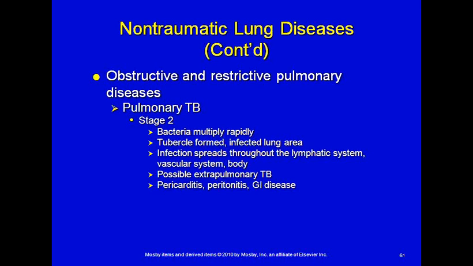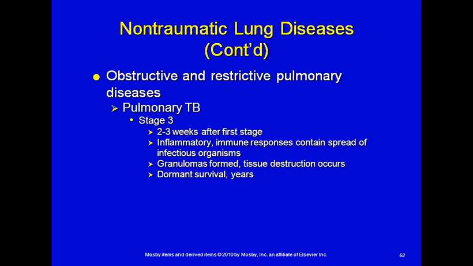Tubercles are formed in the infected lung area, and the infection spreads throughout the lymphatic system and the vascular system and out throughout the body. There are some extrapulmonary causes of tuberculosis as well, and tuberculosis can lead to pericarditis, peritonitis, and GI disease because of its spread throughout the body.